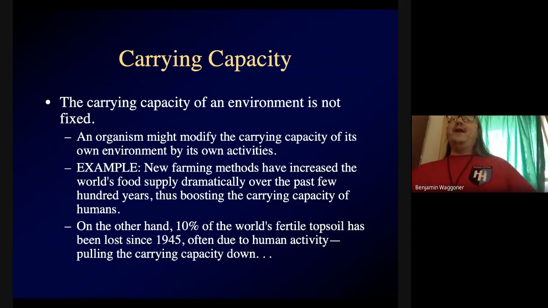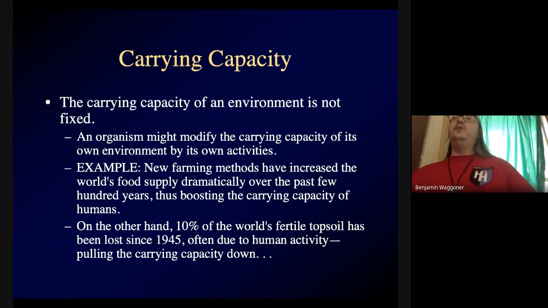The flip side of that is that, well, first of all, we've increased our own carrying capacity, but that sometimes comes at the expense of other species. The other problem is that because of ill-advised human activity, we're actually doing things that are pulling our own carrying capacity down. We've lost about 10% of the world's topsoil since 1945.